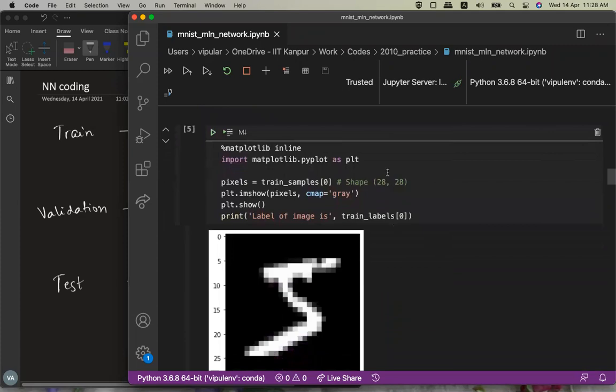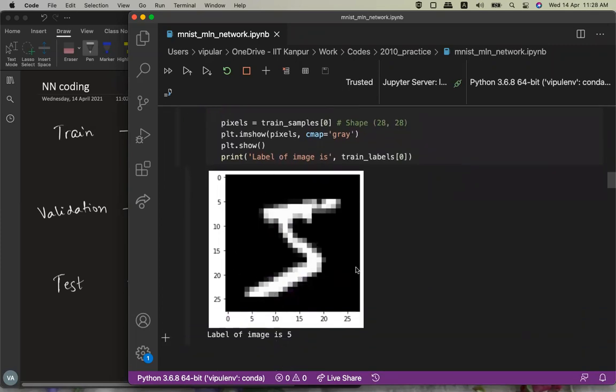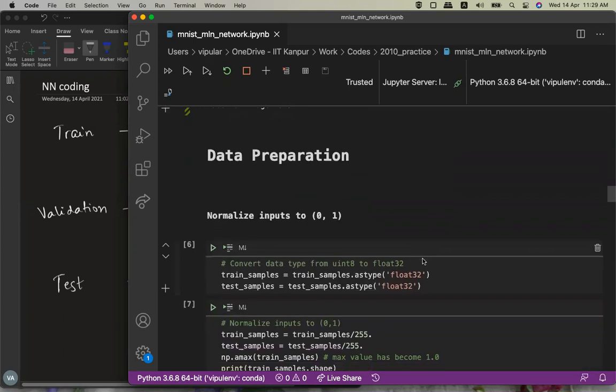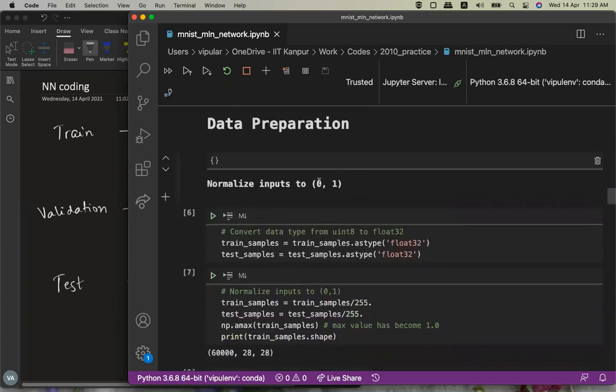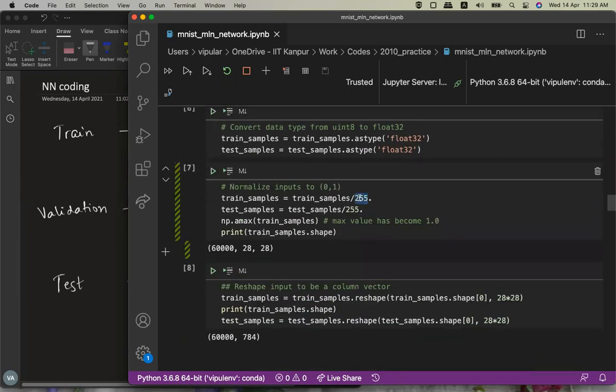Okay, now this is how the data looks. You take one sample, let's say the 0th sample, and you plot it. This is how it looks, and the label is train_labels[0]. So train samples look like this, and train labels look like this. This is just the number 5. Then you do the data preparation. You first normalize it to between 0 and 1, so basically divide by 255, and that's it. Now the maximum value has become 1. Just a small thing.